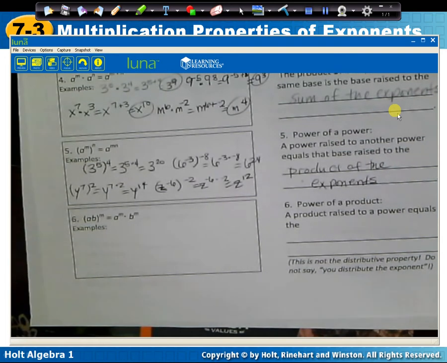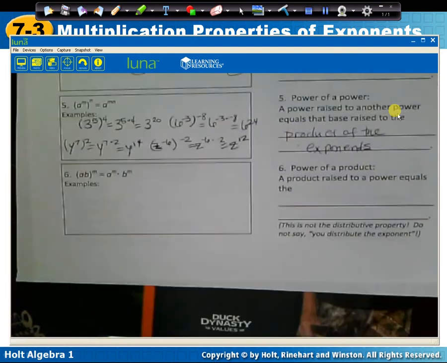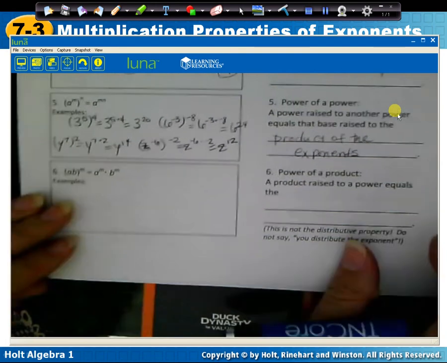All right, let's look at your last example for today, and then you're going to see PowerPoint examples, and we're going to work through these together. All right, we have the power of a product.